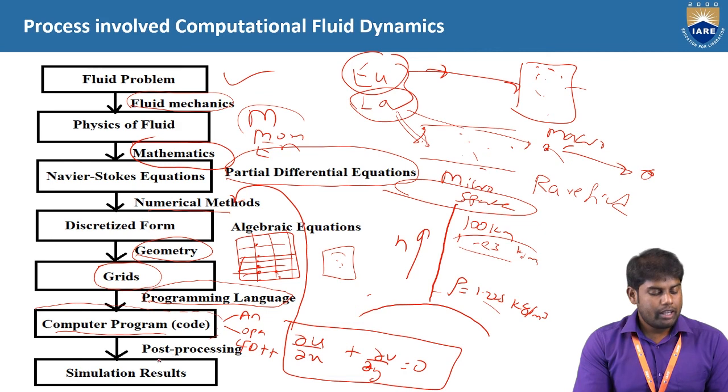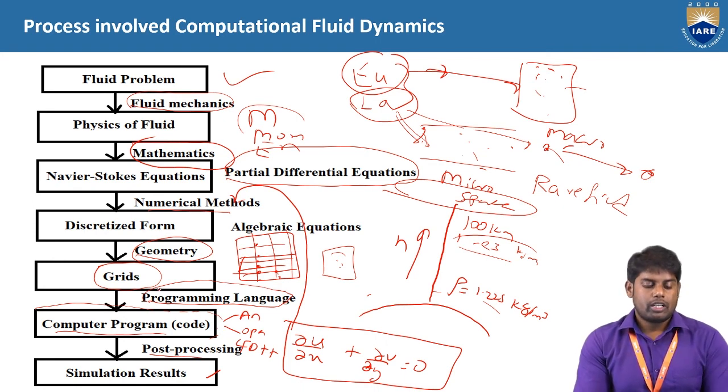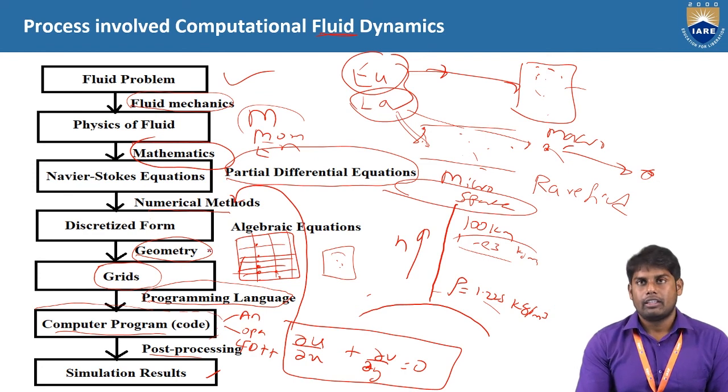Once the simulation is done, you need to post process the results, and then you will get the results. These are the major steps involved in computational aerodynamics. Basically, if the fluid is water, you can treat it as a fluid flow problem. If you consider it as air, it can be termed computational aerodynamics.